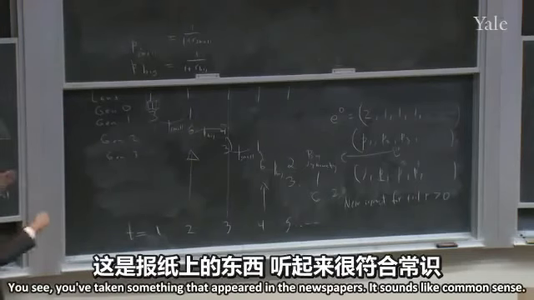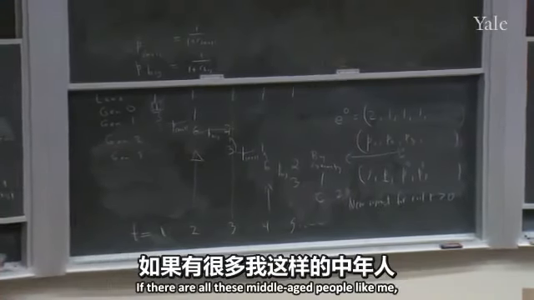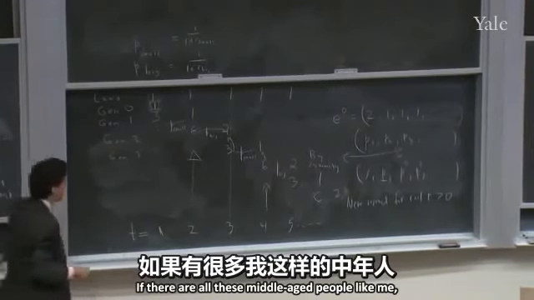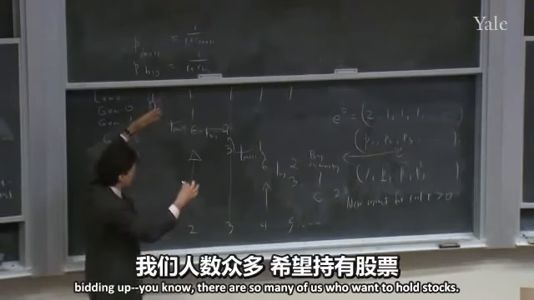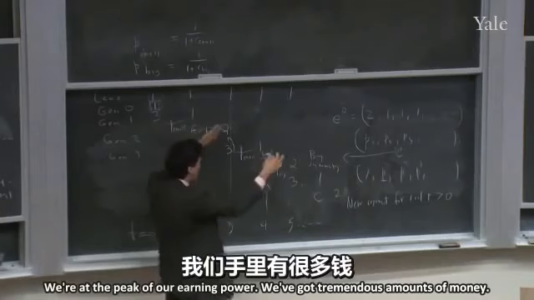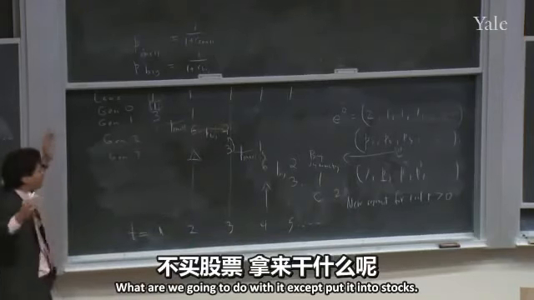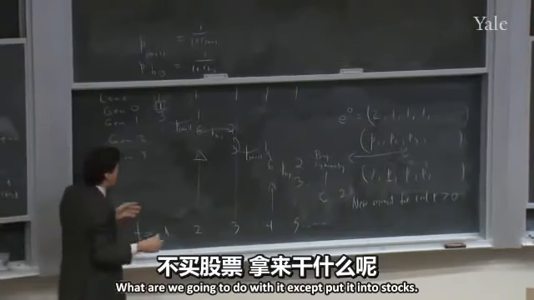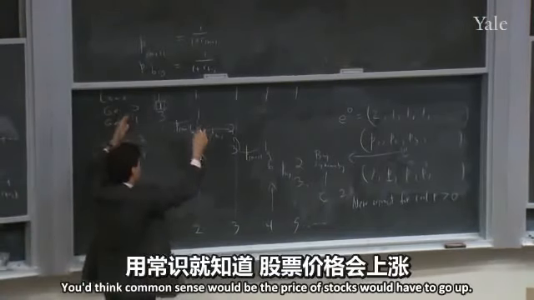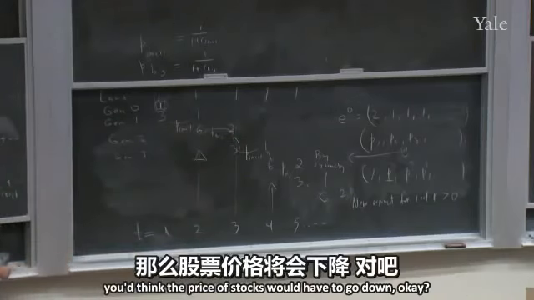So you see, you've taken something that appeared in the newspapers. It sounds like common sense. If there are all these middle-aged people like me bidding up the price, there were so many of us who want to hold stocks. We're at the peak of our earning power. We've got tremendous amounts of money. What are we going to do with it except put it into stocks? You'd think common sensically the price of stocks would have to go up. When we get old and we're selling all our stocks, you'd think the price of stocks would have to go down.